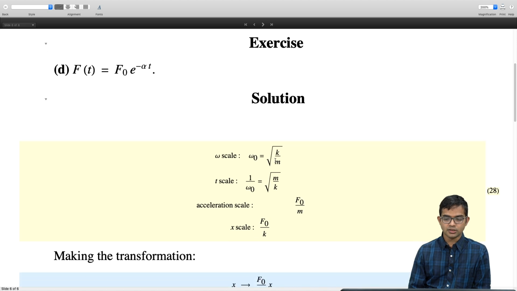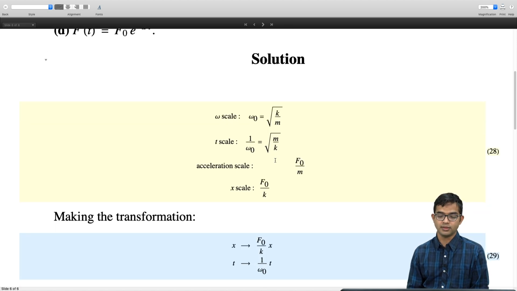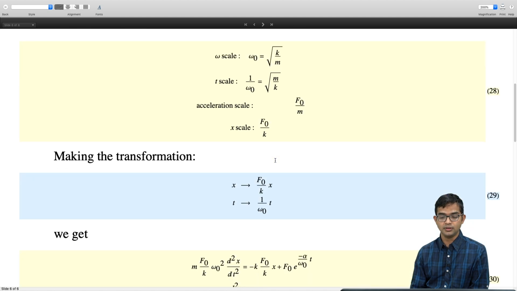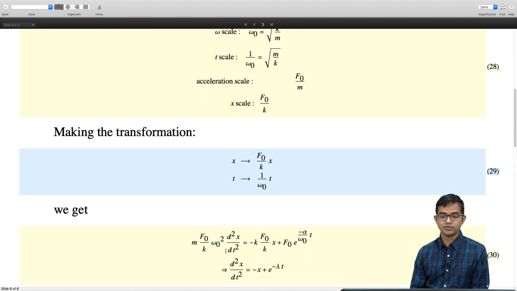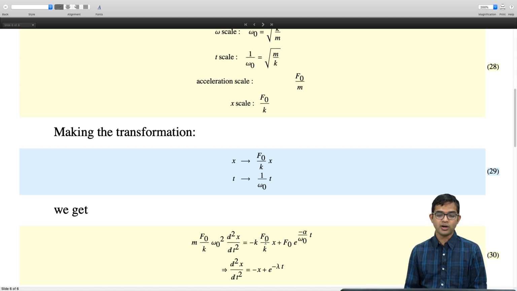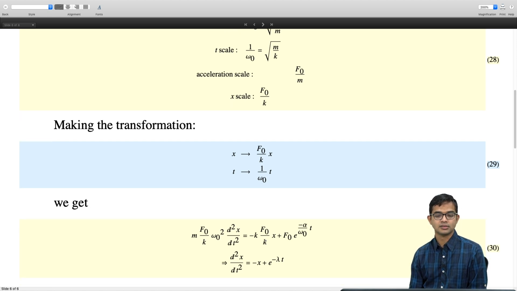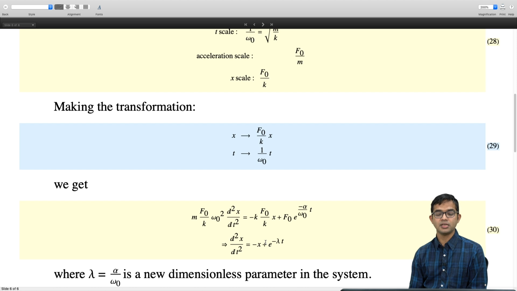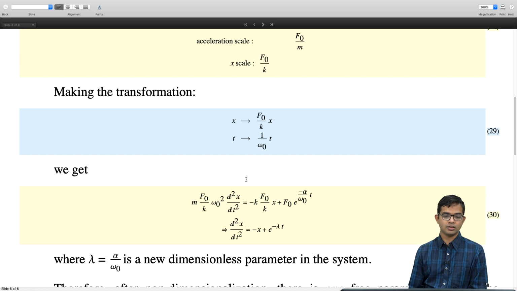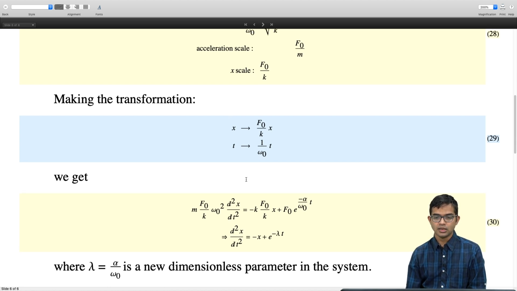Now making this transformation, I will change x to f naught by k times x, t to 1 over omega naught times t, and then we get this string of simplifications, and now there is a small variation which appears, right? We have d squared x by dt squared is equal to minus x plus e to the minus lambda t. So it's no longer a parameterless final differential equation. So there is a new dimensionless parameter. So you can see that I have introduced a lambda which is actually alpha by omega naught. So alpha and omega naught have the same dimensions.